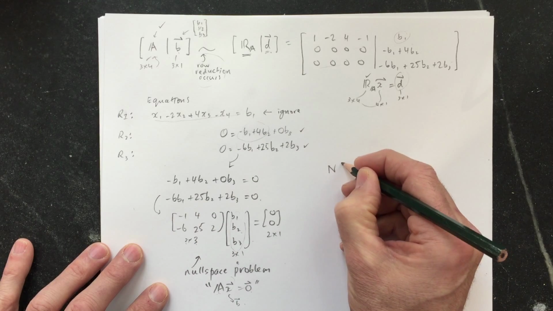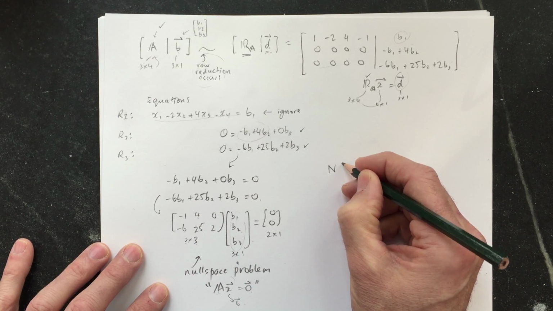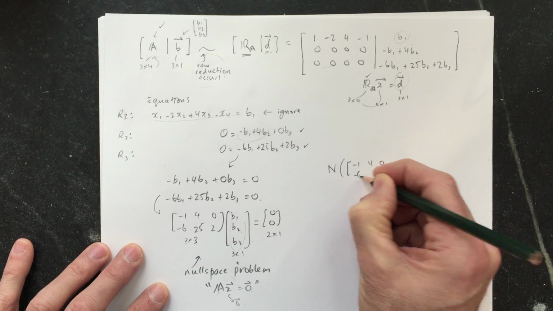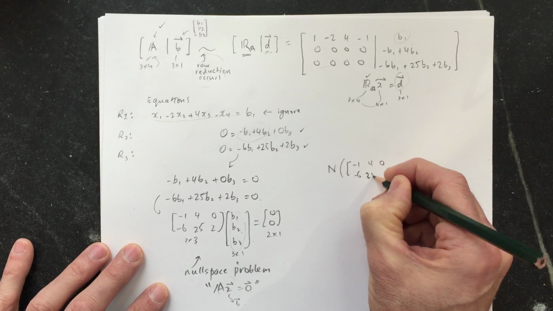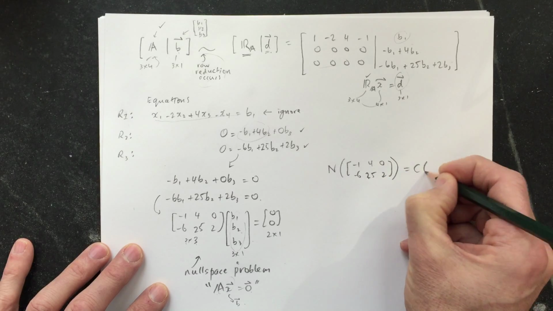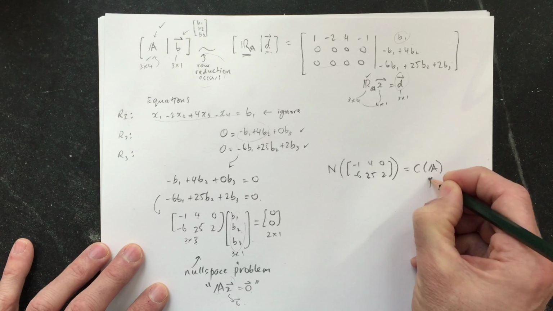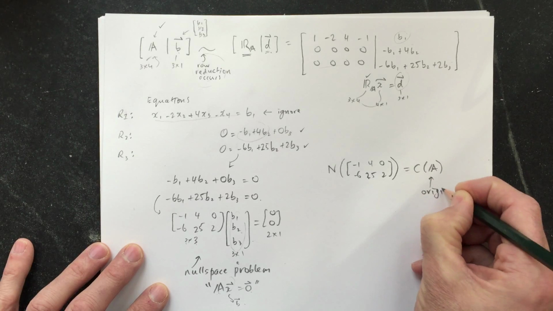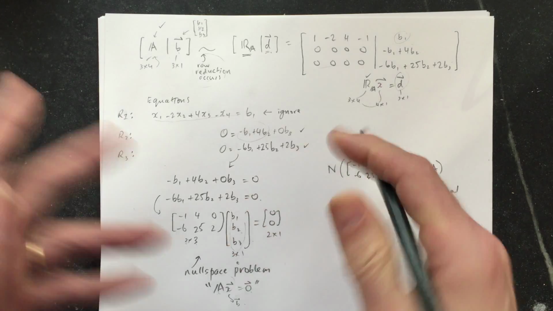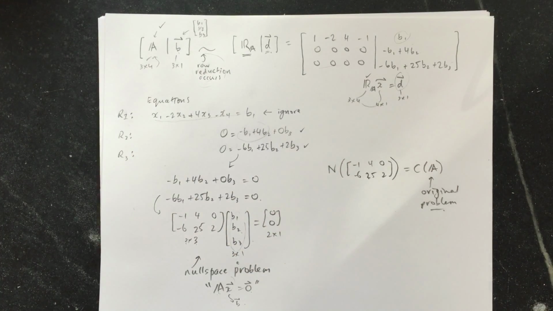So the null space of this matrix, minus 1, 4, 0, which is a little hard to get to, right? We had minus 6, 25, 2. The null space of this one is equal to the column space of A, the original problem. So think about this, it's good, a couple of layers, not 4 or however many there were in Inception.